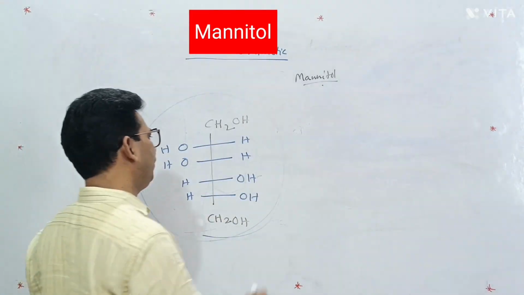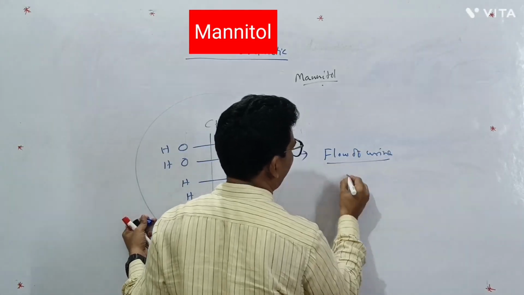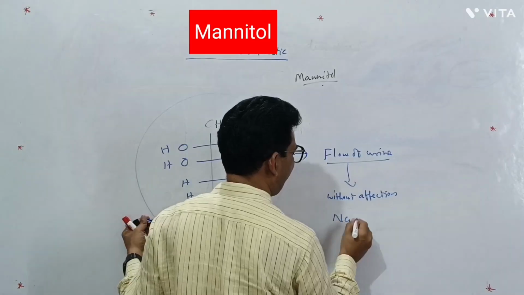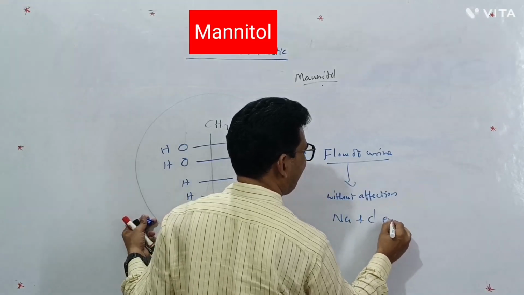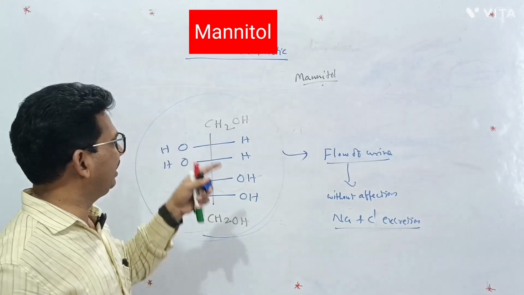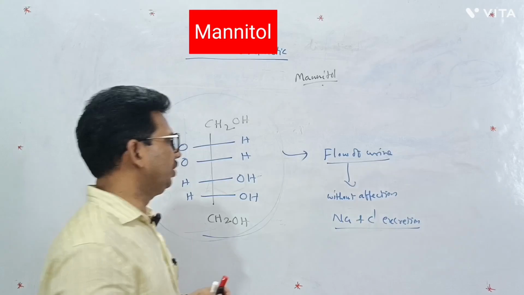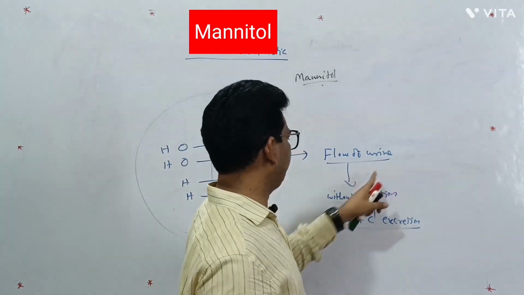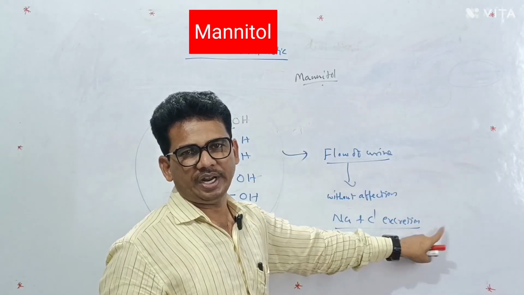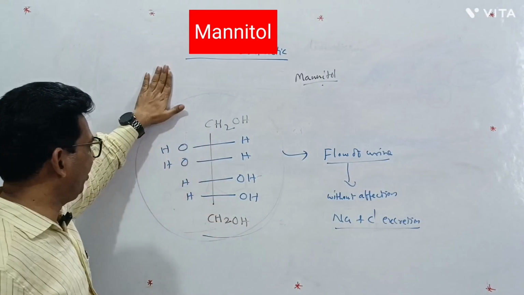What will mannitol do? It increases the flow of urine without affecting sodium and chloride excretion. This is very important. Osmotic pressure, you might have studied in physical pharmaceutics. By producing osmotic pressure, it increases the flow of urine, but without affecting the excretion of sodium and chloride ions. This is called an osmotic diuretic.